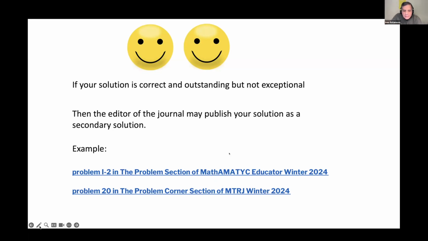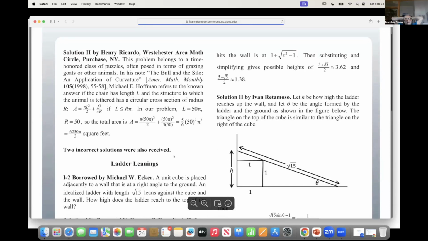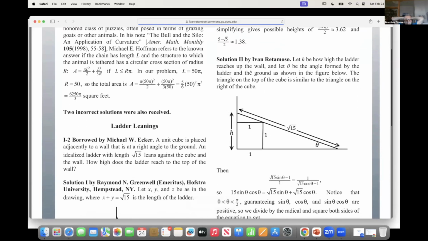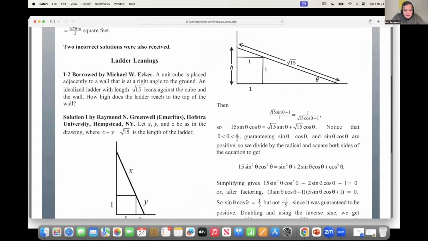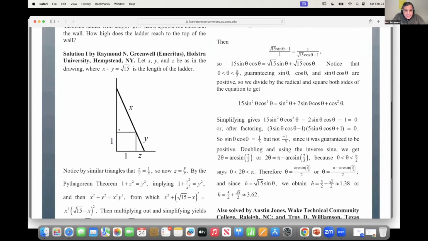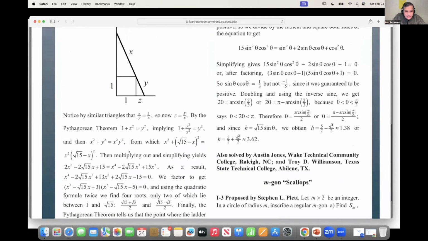I have again two examples here. This one, I think, is related to another problem that I solved here. And then you see here, right, this was the problem. The first solution was given by Professor Raymond Greenwald, an emeritus professor from Hofstra University. Here is the solution, very concise and short, but algebraically heavy.